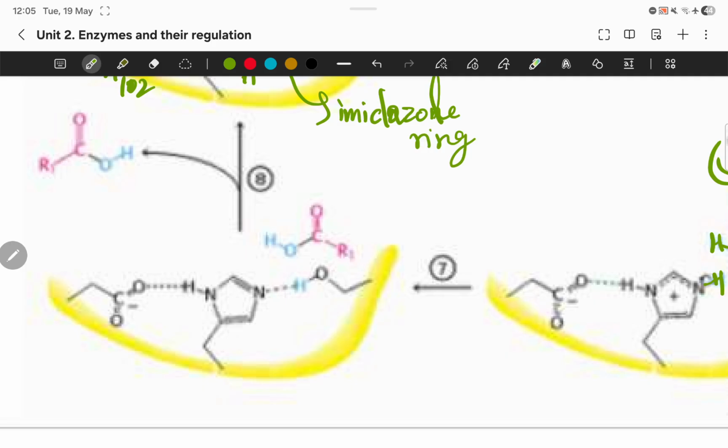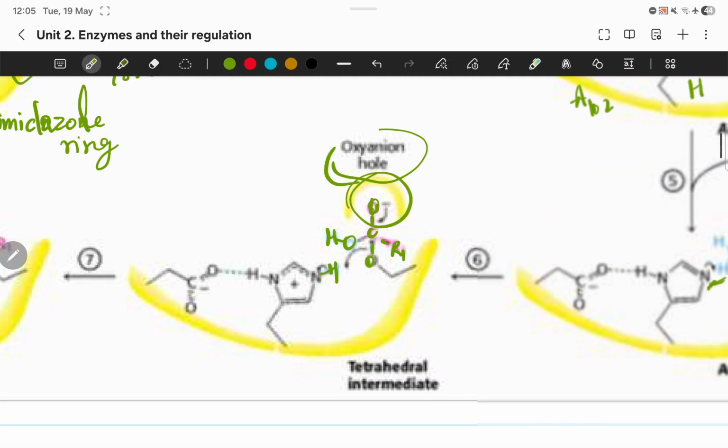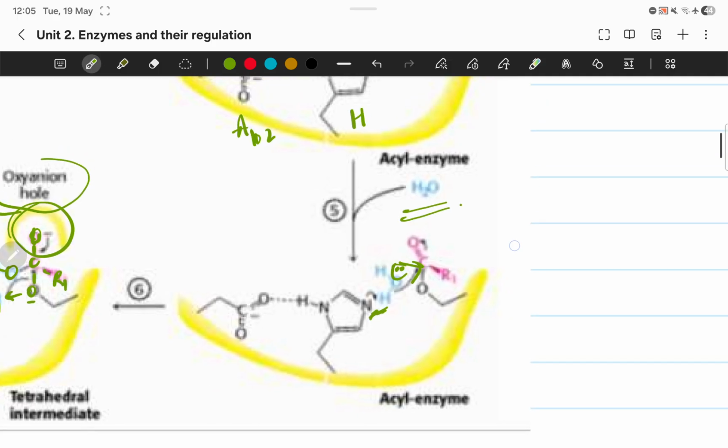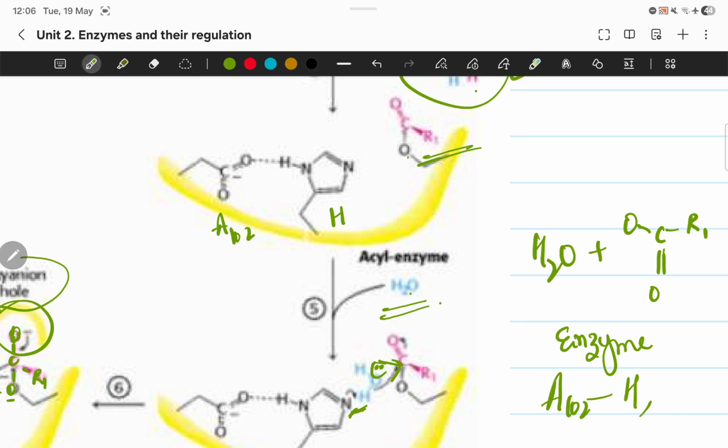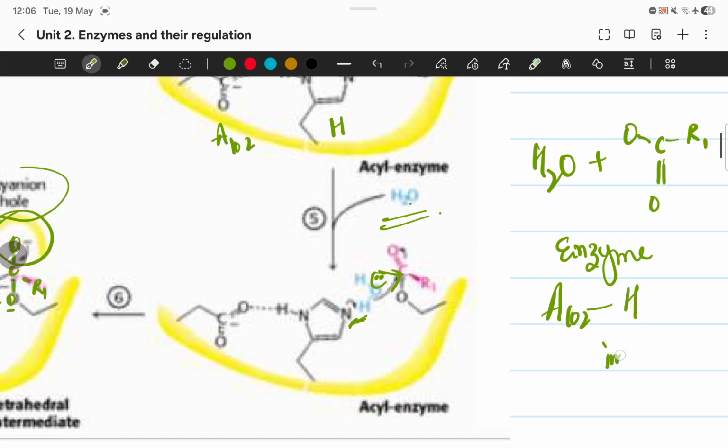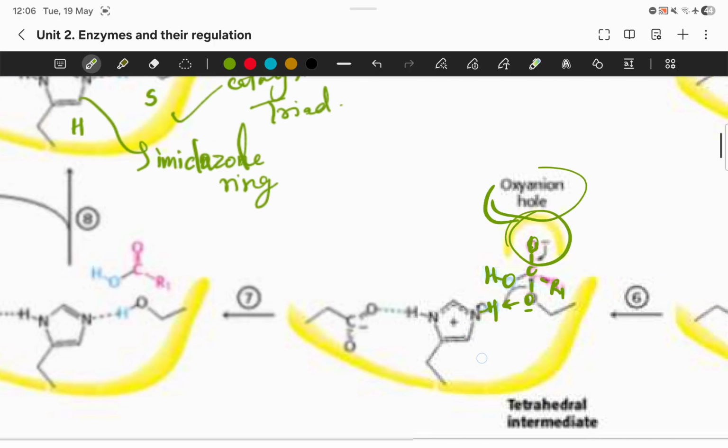In the next step we are seeing, this is also negative, so this will go and bond with H. Basically water has to bond with R1. It has to bond with this, but it will go through an enzyme, and our enzyme is aspartate 102 histidine. Histidine's imidazole ring N, the tautomer. Okay, so this is what is happening now.